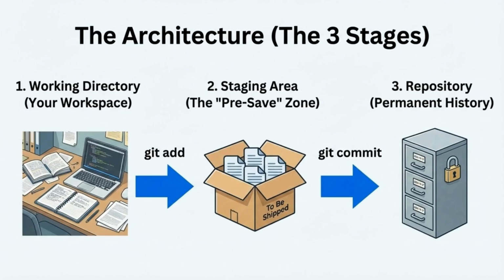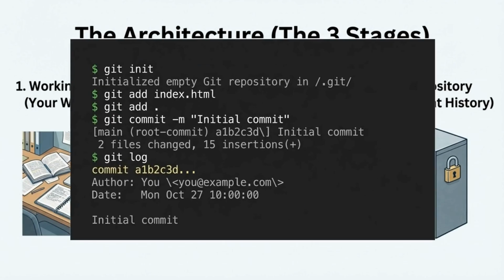Next we have the staging area. Think of this like a box labeled to be shipped. You pick specific lines from your desk and put them in this box. You're preparing them to be saved. And next we have the local repository. This is the filing cabinet. When you commit, you seal the box and file it away permanently into the drawer. So it is now part of history.